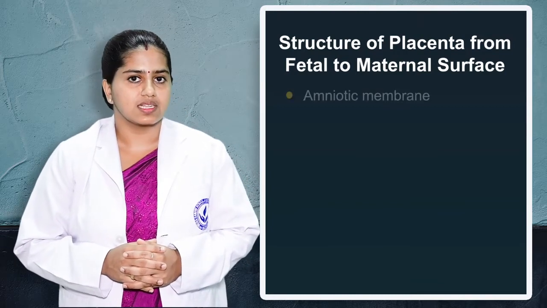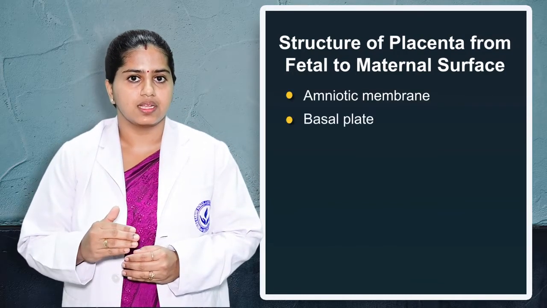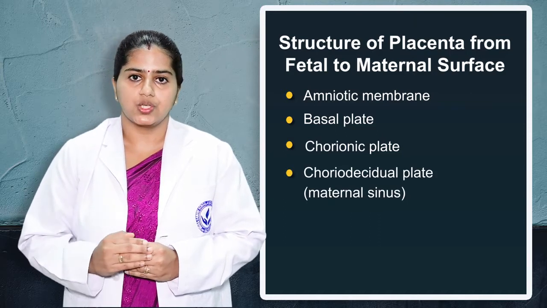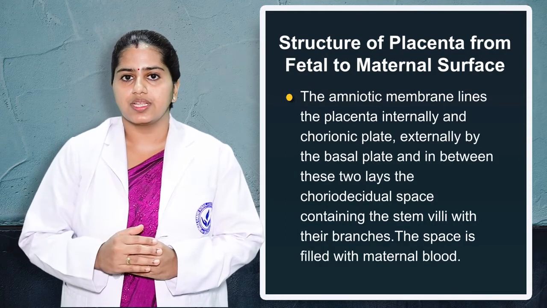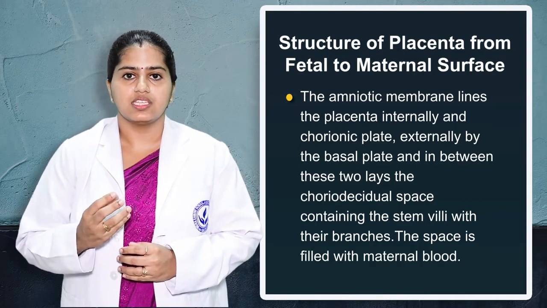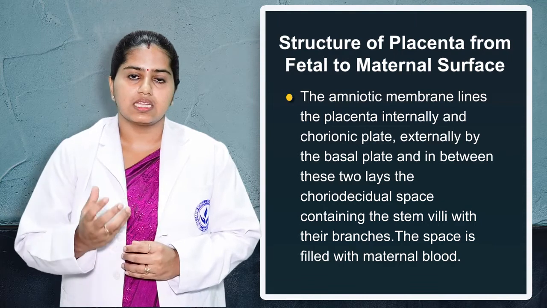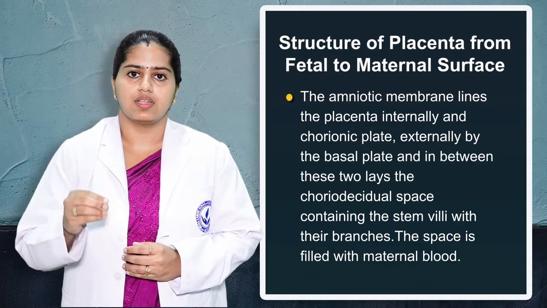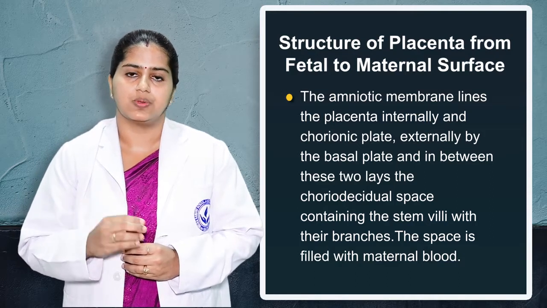The structure of the placenta consists of the amniotic membrane, the basal plate, the chorionic plate, and the choriodecidual space. In the choriodecidual space, we can see numerous villi and intervillous spaces. In the intervillous spaces, blood from the maternal circulation is pooled.